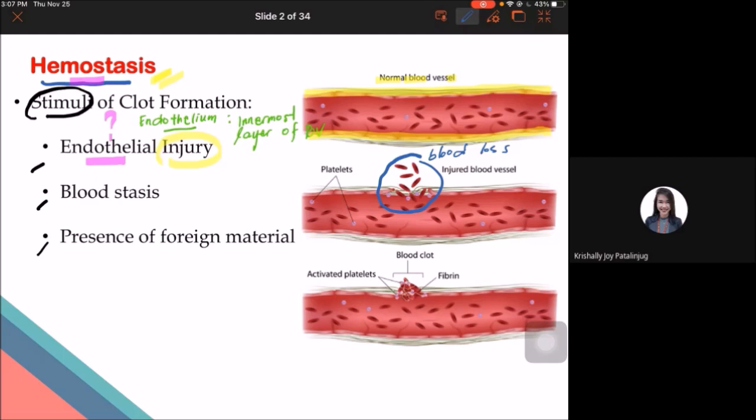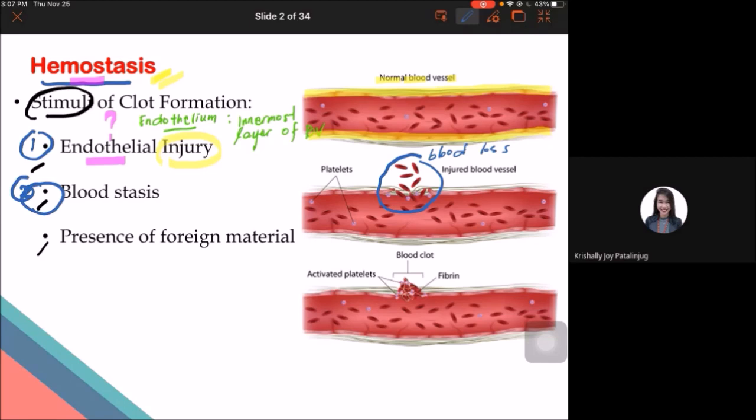Okay? Kaya nga, ang endothelial injury is one of the reasons why blood clot formation has to occur. Kapag may endothelial injury, automatic, ang atong normal mechanism is hemostasis. Automatic, may clot formation. Okay? Now, let us proceed to blood stasis naman. So, number 2, blood stasis.